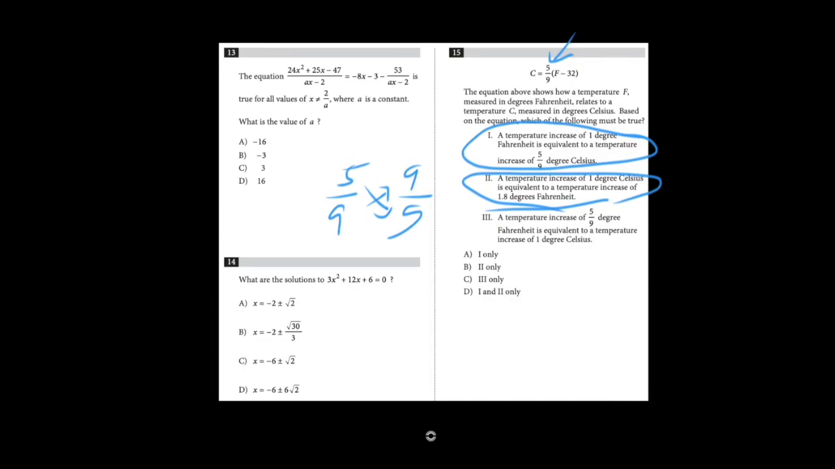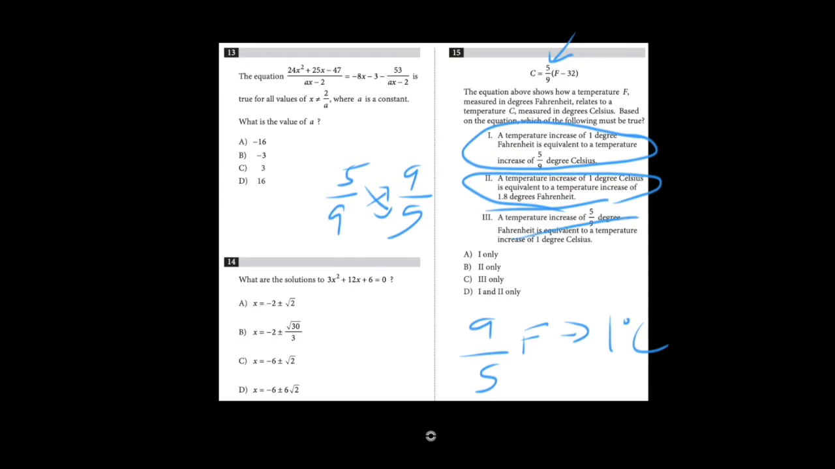Okay, number 3. A temperature increase of 5/9 degrees Fahrenheit is equivalent to a temperature increase of 1 degree Celsius. We know that's not true because a temperature increase of 9/5 degrees Fahrenheit, not 5/9 degrees Fahrenheit, is equivalent to a temperature increase of 1 degree Celsius. 9/5 Fahrenheit, I'm just going to write that down here for clarification. So we know that this one isn't true.